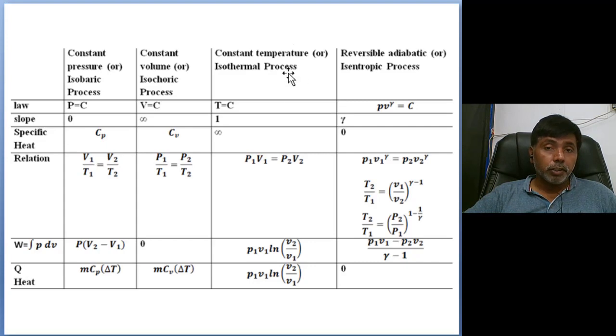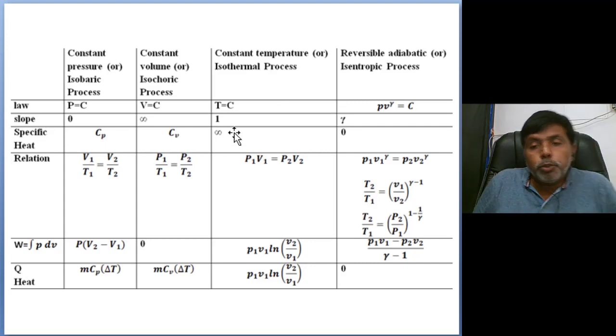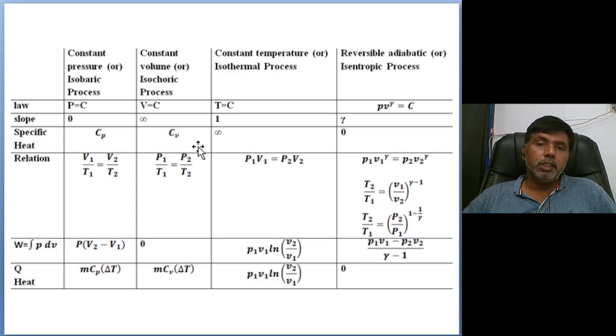Specific heat of the isothermal process. Why? Because in the isothermal process heat transfer is taking place, but there is no temperature difference. So heat equals Cp into delta T. Delta T is 0, so Cp equals heat transfer by delta T, which is something divided by 0, and automatically it will be infinite. So specific heat in the isothermal process is infinite. Specific heat in the isentropic process is 0.